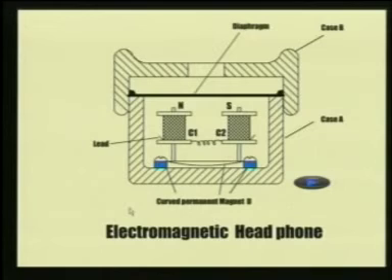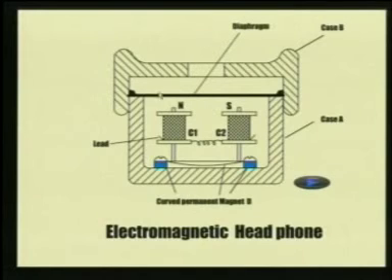Students, now we are coming to the electromagnetic headphone. Headphones are available in different shapes, whereas earphones are very small. Headphones are not small; they are available in smaller sizes as well as bigger sizes. Now you see the construction of a headphone.